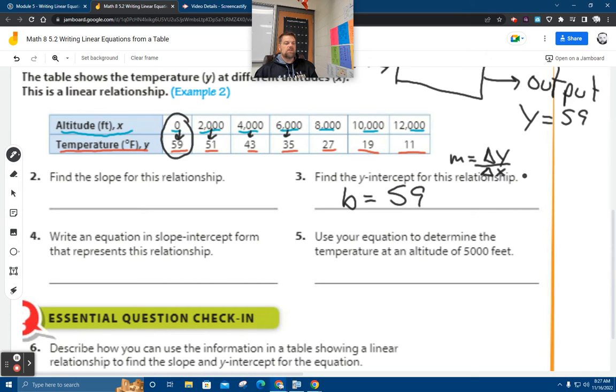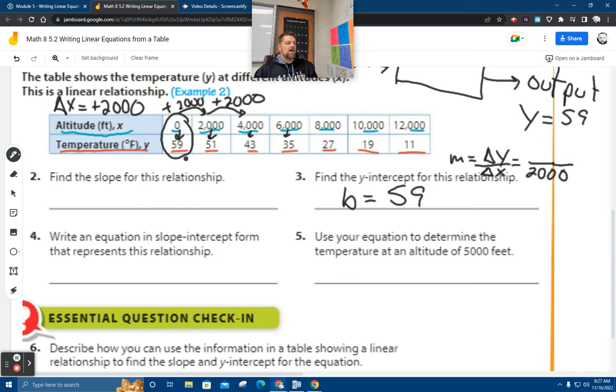Since they already told us that it's a linear relationship, when I change x, what do I add to 0 to get to 2,000? Positive 2,000. What do I add to 2,000 to get to 4,000? 2,000. Do I do that every time? Yeah. So my change in x is positive 2,000. I'm going to put the plus there so I'm reminded that it's positive. So on the bottom, I'm going to put 2,000.